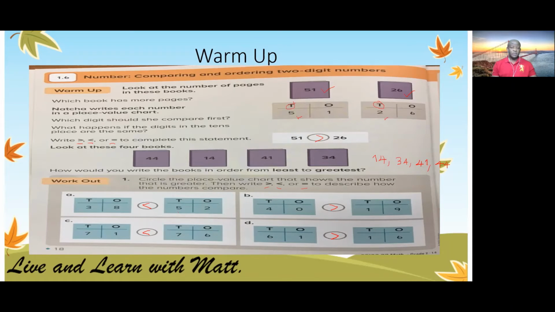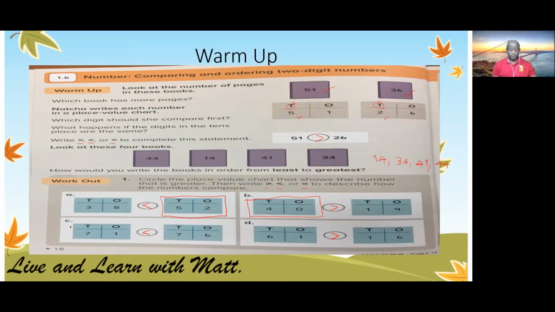Now let's circle the number that has the greater value. For part A, 52 has greater value, so we circle 52. There you go. Part B, 4 tens has greater value than 1 tens, so we circle 40. There you go.